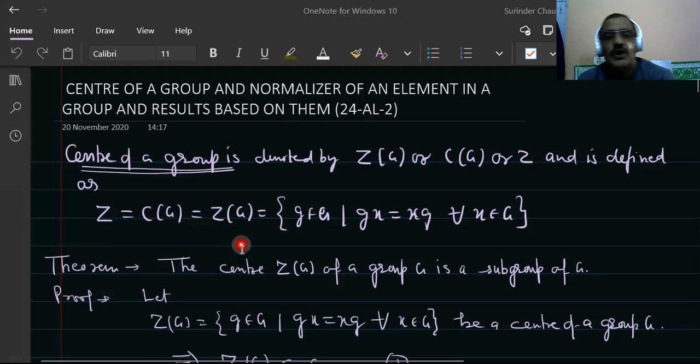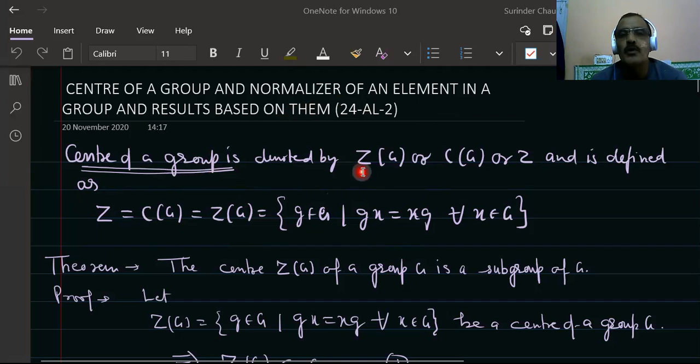Hello students, in this lecture we lay emphasis upon what is the center of a group, what is the normalizer of an element of a group, and what is the relation between them, and derive some results based on them and solve some other problems. So let's define the center of a group.